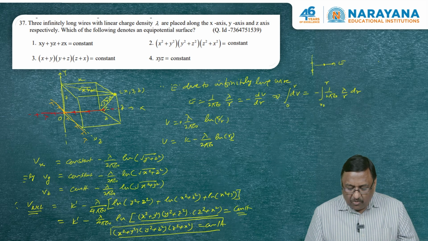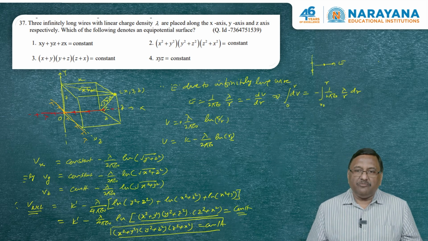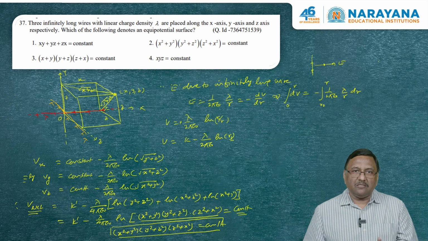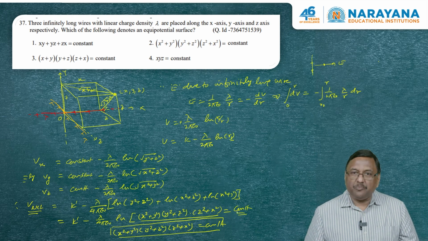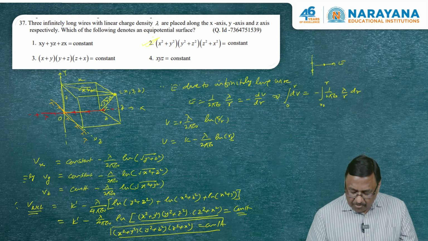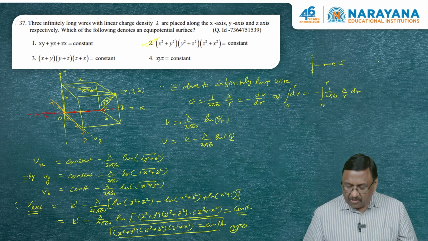So that is an interesting question, no doubt. Here we have to be careful. He is asking for equipotential, so the potential on that surface should be constant. I'm keeping the potential of the surface constant, from where it is obviously evident from here, x square plus y square plus z square. That means I can say option 2 is the right option for this question.